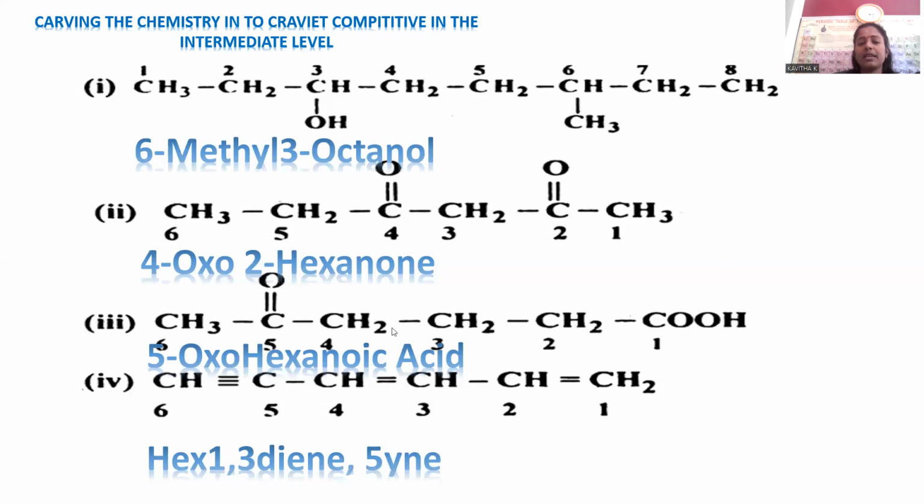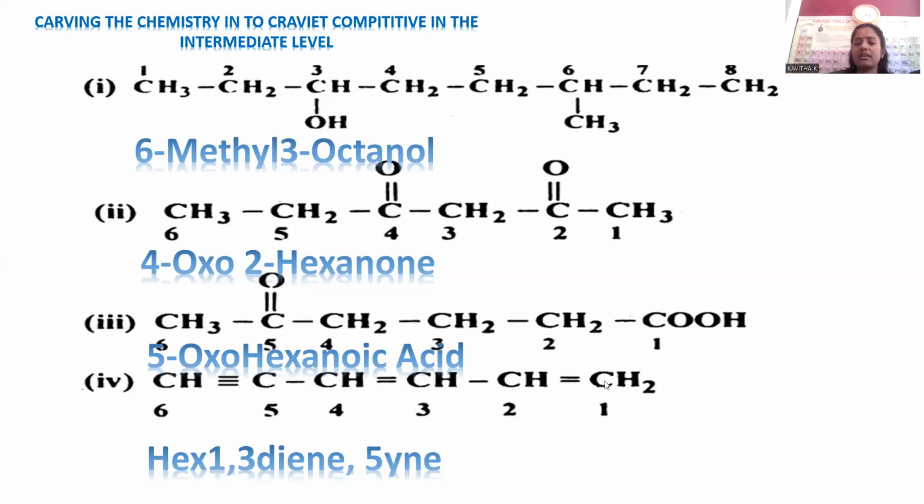So the complete name of compound number 3 is given as 5-oxohexanoic acid. Go with compound number 4, which is the last compound as per IUPAC nomenclature. Here, the two ends are having a double bond and a triple bond respectively.